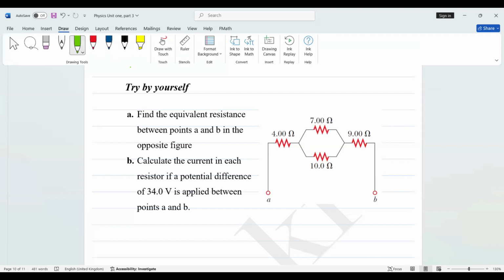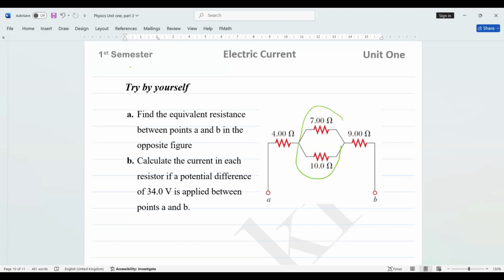Here we have parallel. This branch is parallel. So R total for this branch is 1 over 7 plus 1 over 10, all to the power negative 1, because they are parallel. Now bracket fraction 1 over 7 plus fraction 1 over 10, close the bracket to the power negative 1. The answer is 70 over 17. So this branch equals 70 over 17 ohm.